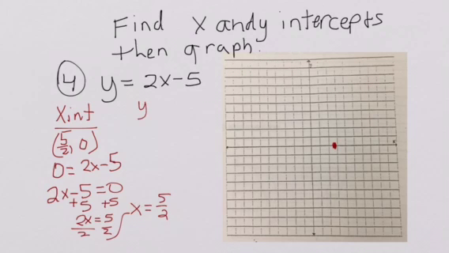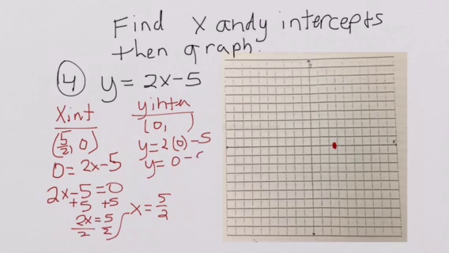Now I'm going to find my y-intercept. For my y-intercept, I know that x is 0. So I'm going to do y is equal to 2 times 0 minus 5. So y is equal to 0 minus 5. So y is equal to -5. So now I have my y-intercept. So I have 0, -5.